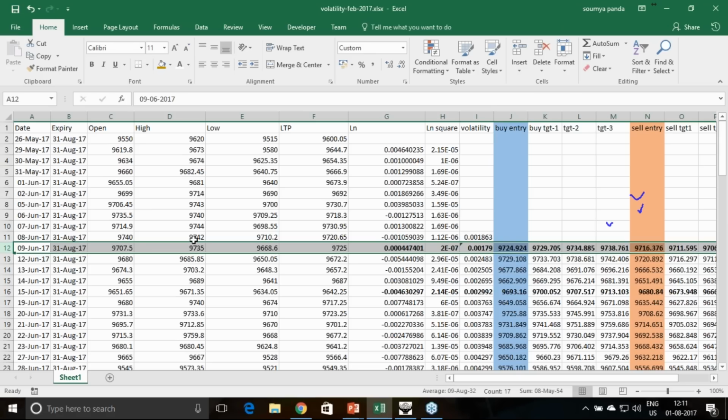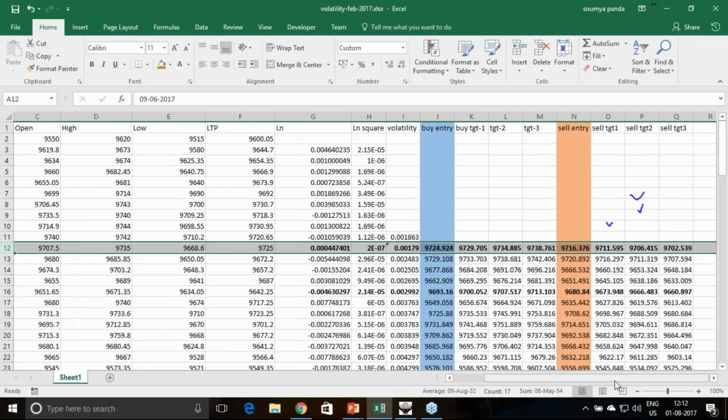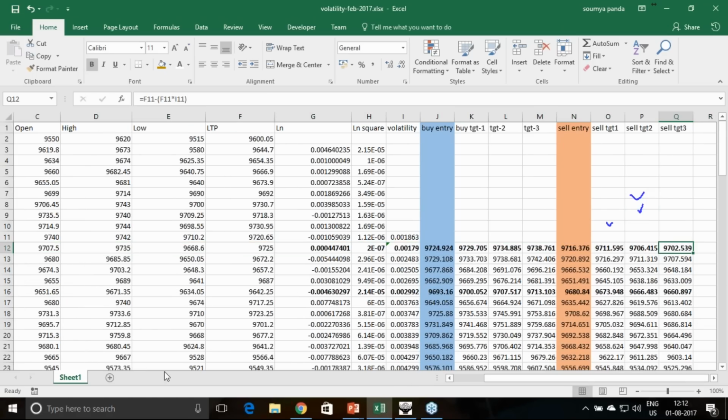So you can see the high of 9735 level it has come. And you can say open was 9707, low was 9669. So you can see the downtrend. You have the third target till 9702, and you have got till 9668. So both the sides you got these things.